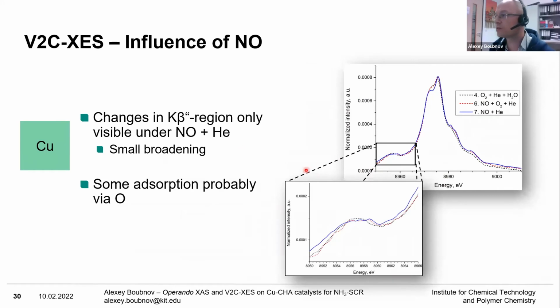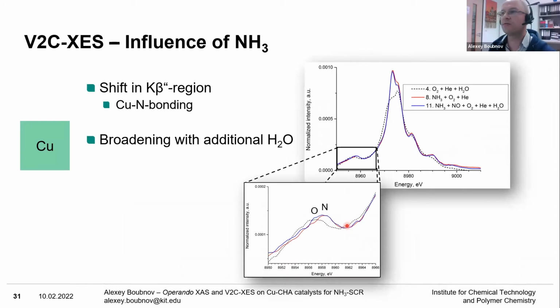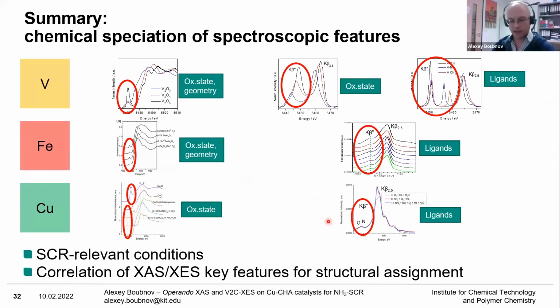Looking a little bit more closely at the satellite peak under NO, we see maybe some small variations here due to the NO in the reaction, but when we go to ammonia containing conditions, we clearly see this shift. So we can really distinguish both elements specifically, that this is copper, and also which ligands are bonded to the copper site.